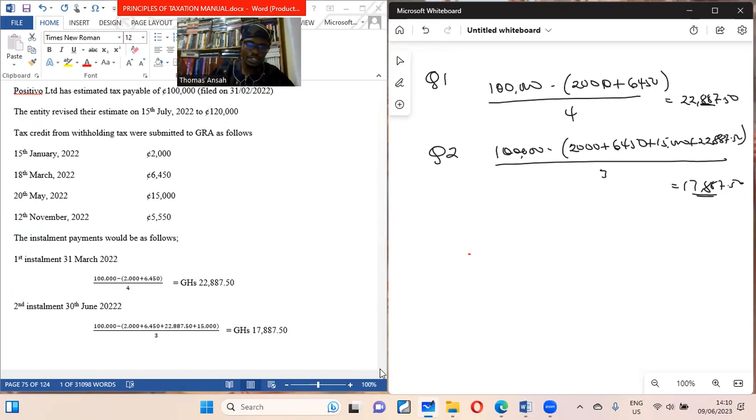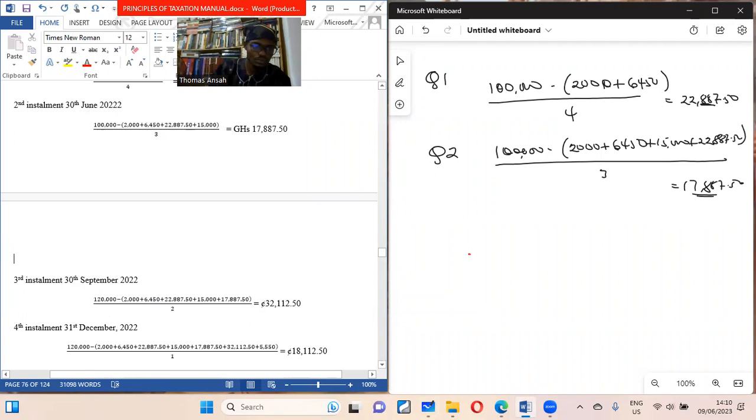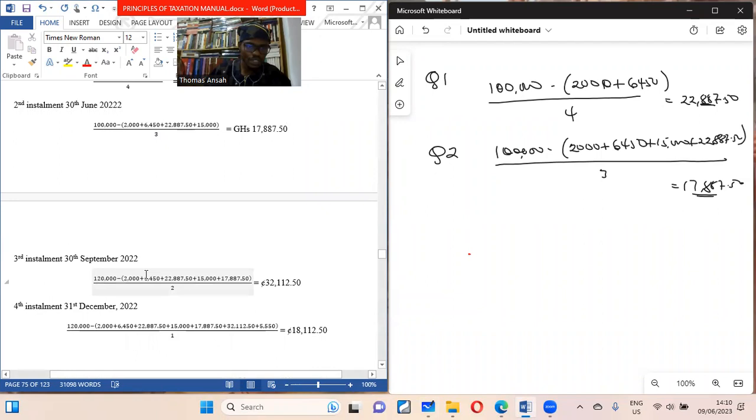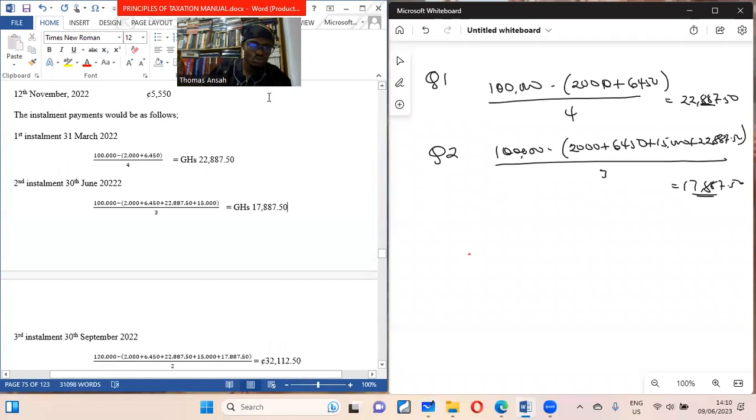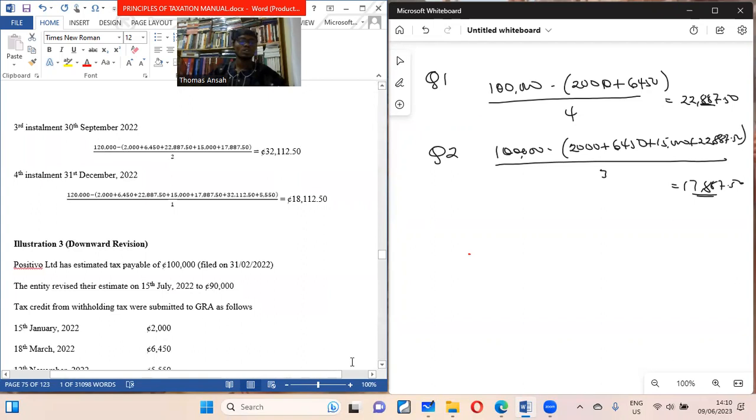Then Q3, don't forget, Q3 is when they revised it. So it will now be 120,000 minus all these things, including this one. All right, this one is in last Q. So that is what you see. All right, so that is that. Then the last one, you take still 120 because that's a new revised figure. You less everything up to this point and also less the November 1,2. This one, 555. All right, so that is what you do. Okay, so you get your figure.